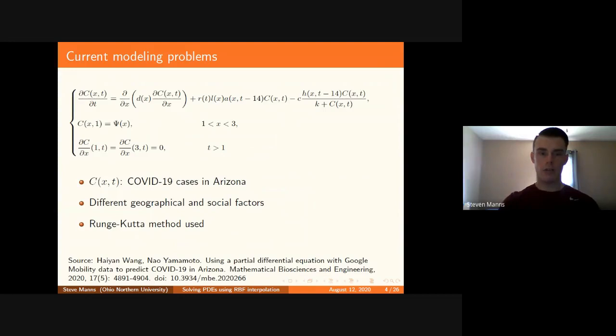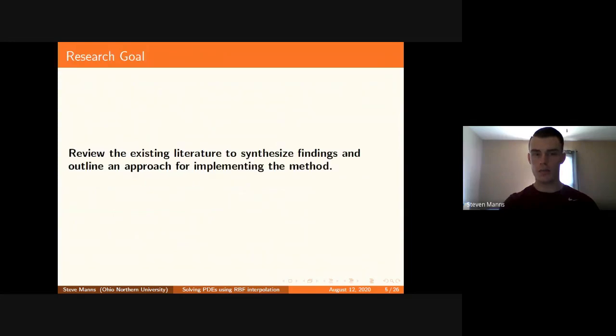This model was developed by researchers at Arizona State University, and the idea behind it is, rather than just seeing how the number of cases is changing over time, to try to answer interesting questions such as what effect different geographical and social factors have on the number of cases in Arizona. While I present this method, they do use a different numerical approach to solving the PDE, but I think it's an interesting example worth looking at.